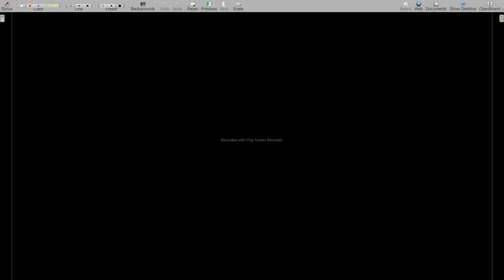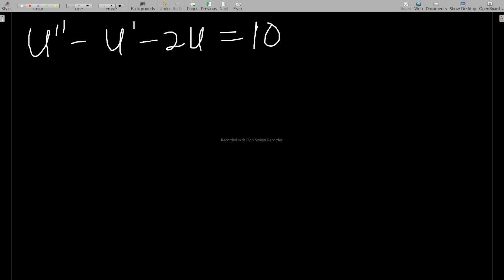You can rearrange terms and write it as u double prime minus u prime minus 2u is equal to 10, which is a non-homogeneous second order differential equation. So this is what we're looking for, and that is all. If the question asks you to continue and solve it, then you apply the differential equation solution method that you know, then you solve it.